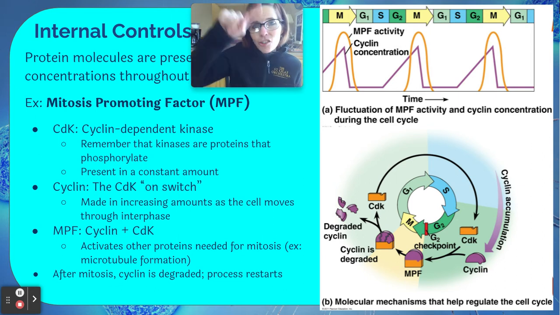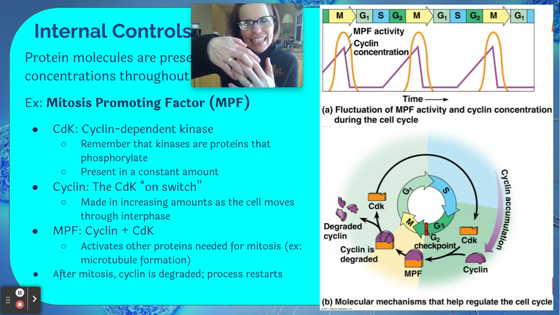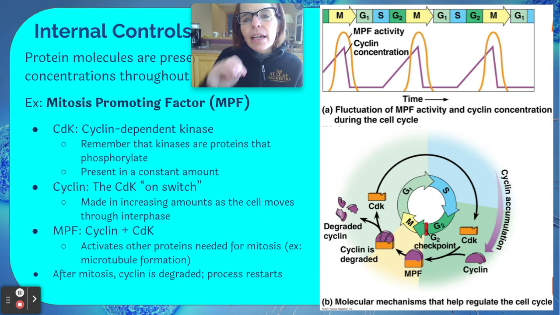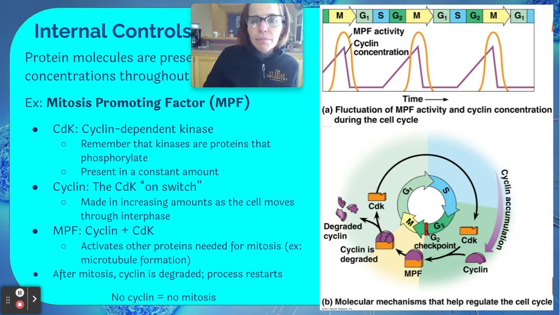Notice the orange line, that's the MPF. So as more cyclin forms, it starts joining with the CDK and making more MPF, the mitosis promoting factor, and that triggers mitosis. And notice that both hit a peak during the M phase, and that's what's triggering mitosis. So that's an example of an internal control of the cell cycle.